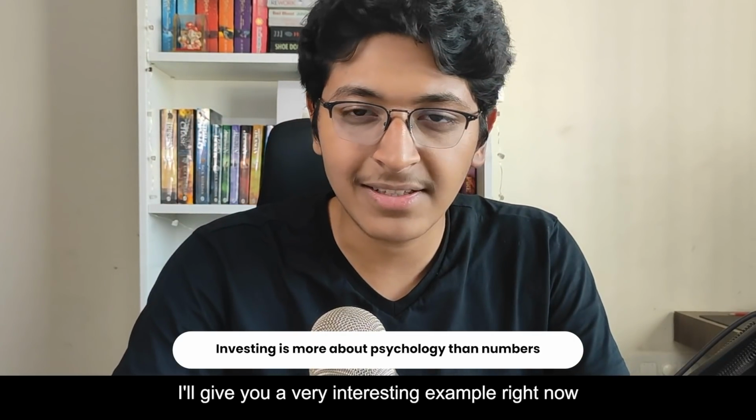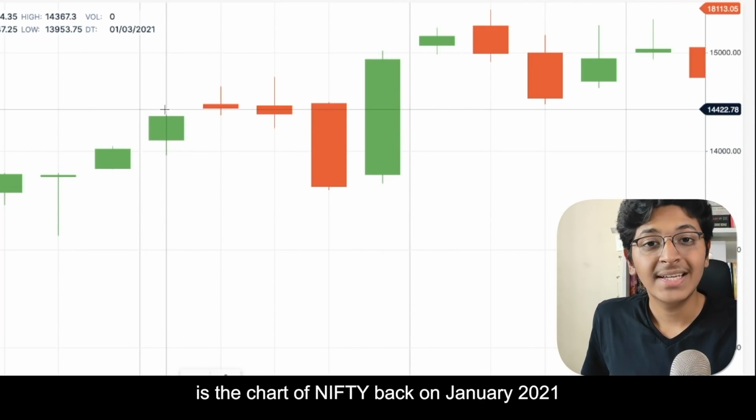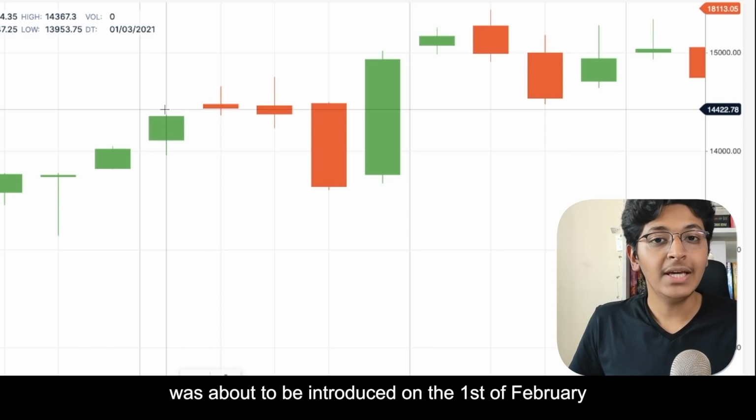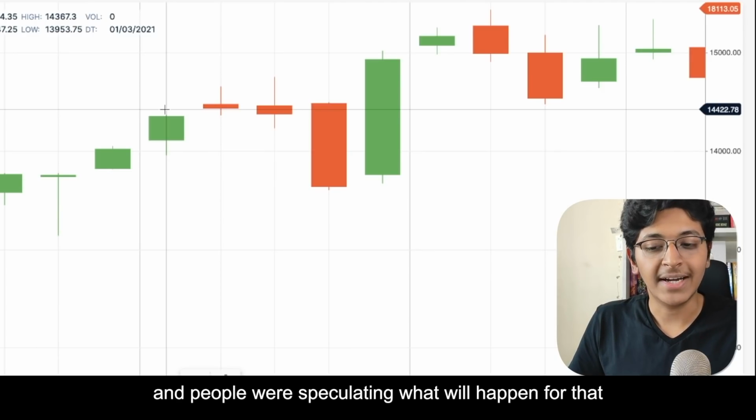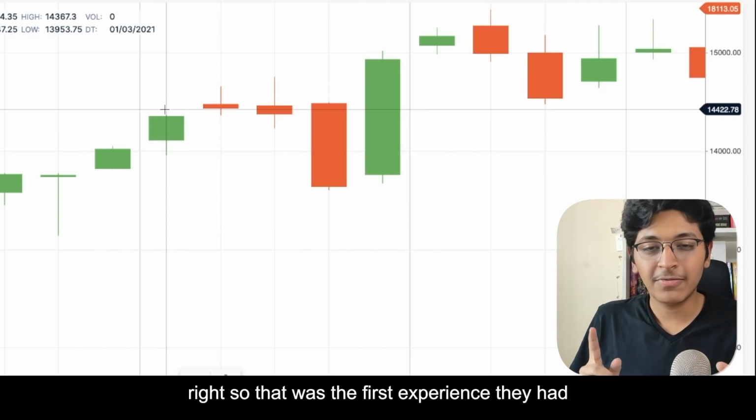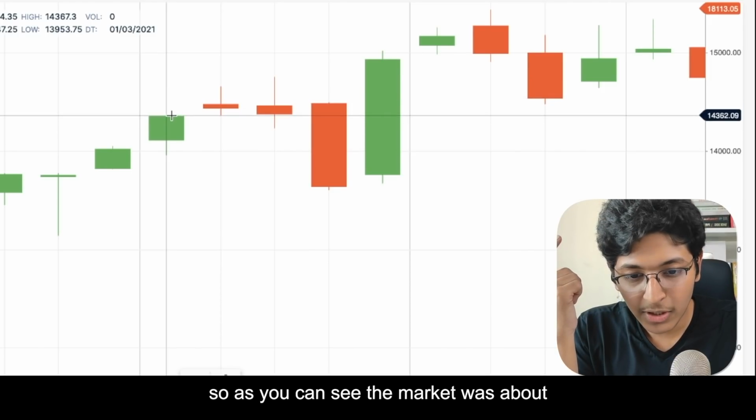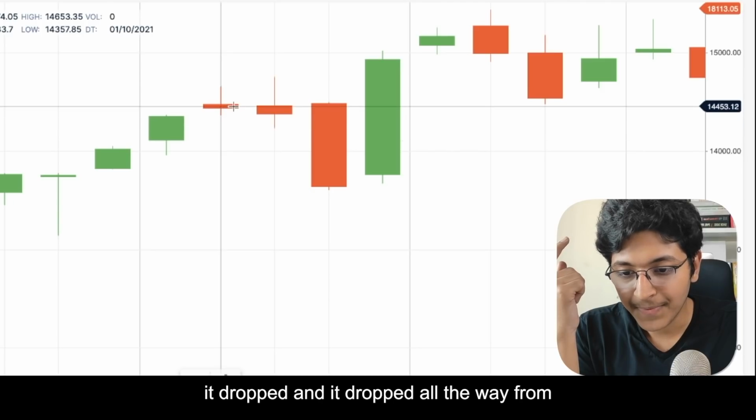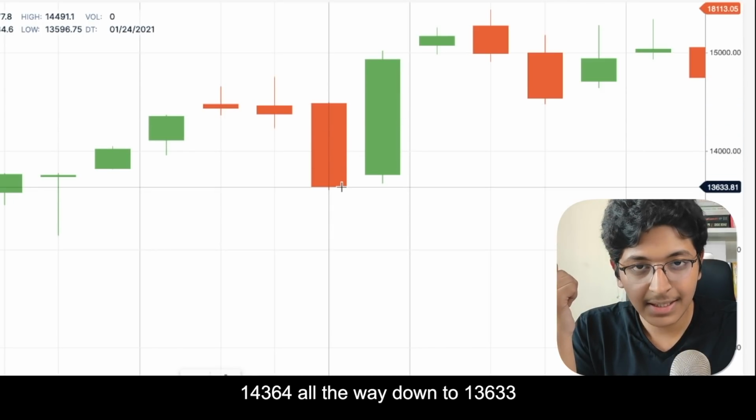I'll give you a very interesting example right now. As you can see, in front of me is the chart of Nifty back in January 2021. That was the time when Budget 2021 was about to be introduced on the 1st of February, and people were speculating what will happen. Whenever something like this happens, the market always panics, right? That was the first experience I had of the psychology people have about investing. As you can see, the market was at about 14,362. Then for 3 consecutive weeks, it dropped all the way from 14,364 down to 13,633, right?